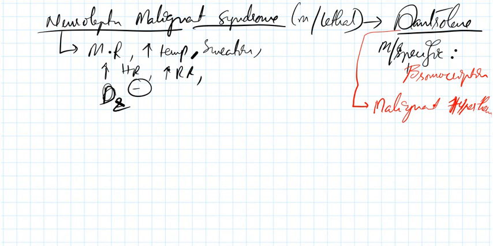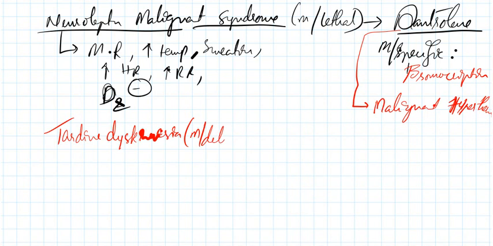Now you see another side effect, that is tardive dyskinesia. It is the most delayed side effect. Right? Now what is the drug given for this tardive dyskinesia? You give VMAT2 inhibitors. What are the drugs? Valbenazine and deutetrabenazine.